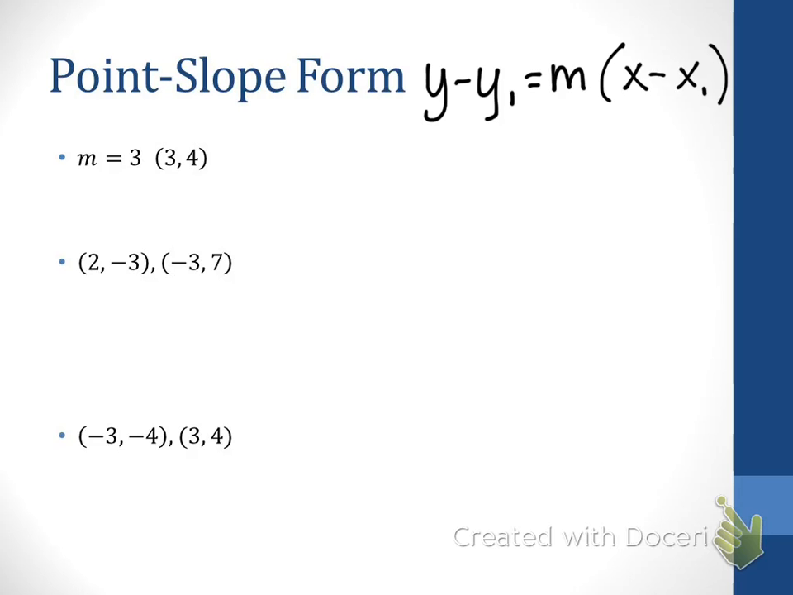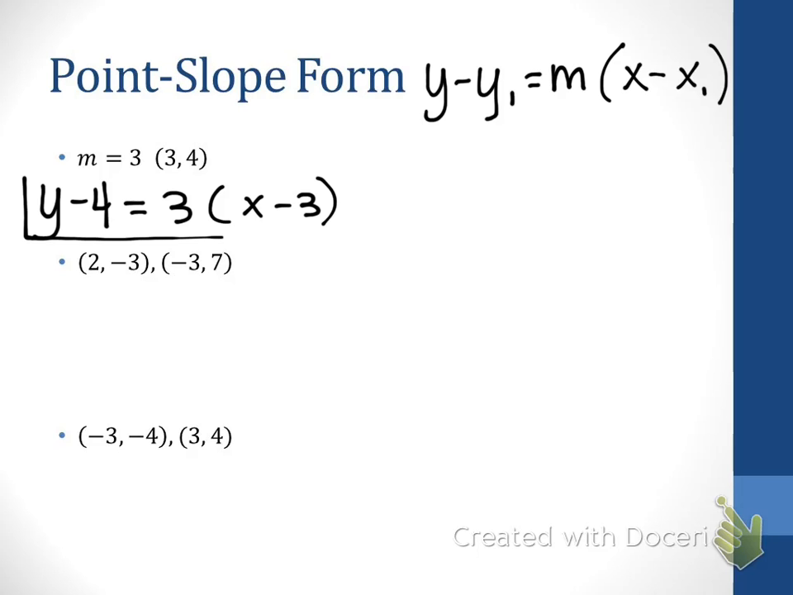So what did they give us in the first example? A point and a slope. So all I need to do is plug it in. Y minus 4 equals 3 times x minus 3. Do I need to do distributive property, simplify, combine like terms, or anything like that? Absolutely not. This is my final answer. It has to be in point slope form. So the next problem, what am I missing?